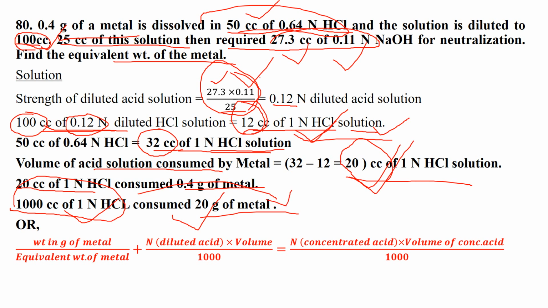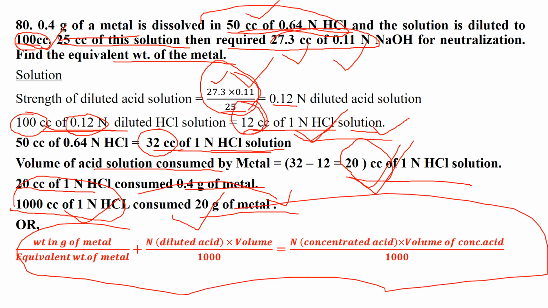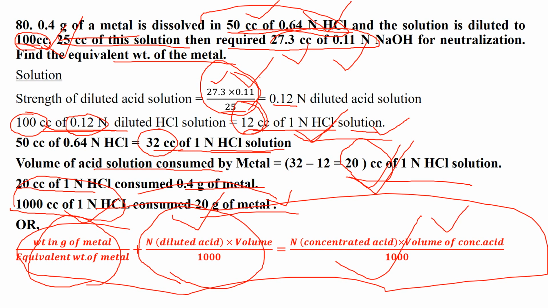This question can also be solved on the basis of this formula. We have to go through the number of gram equivalent concept. Number of gram equivalent of metal plus number of gram equivalent of diluted acid, this 100 cc, is equal to number of gram equivalent of the concentrated acid solution. By using this concept, we could also solve this problem. This question is very important.